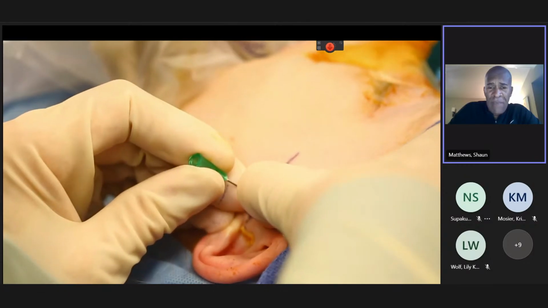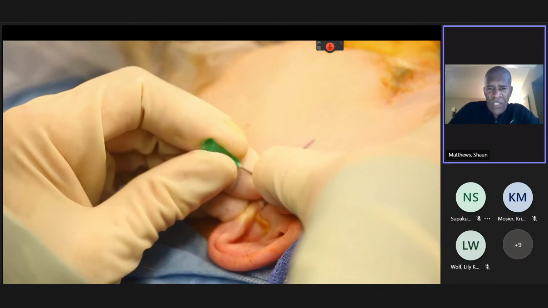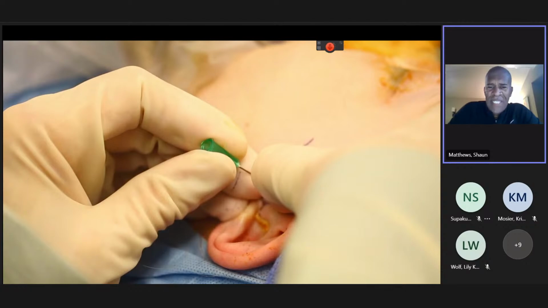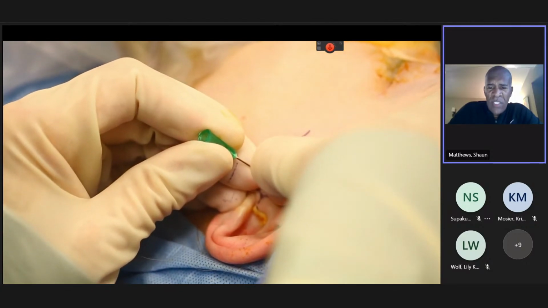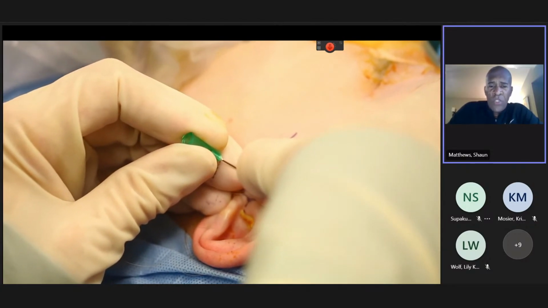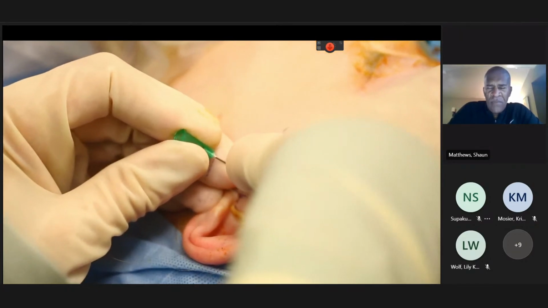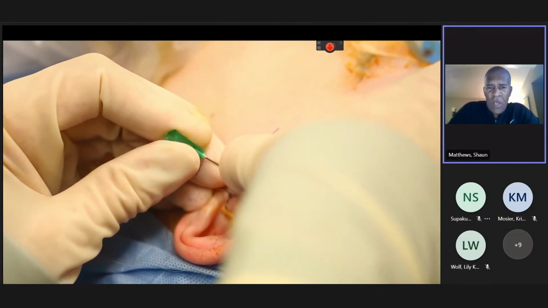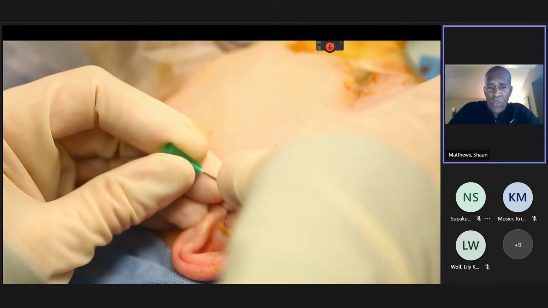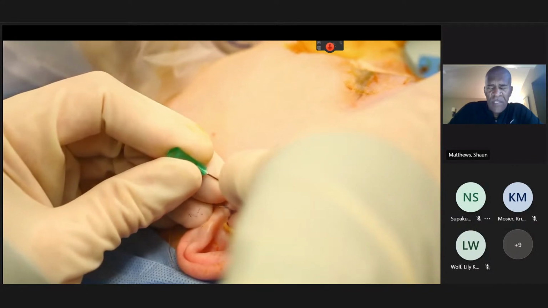This is all done purely by feel. It's a blind procedure, and the needle that's being used is the exact same needle that's used, usually about a 21 gauge needle, if you are drawing blood from a patient for whatever reason. So this is the first stage of the TMJ arthrocentesis or jaw joint lavage procedure.